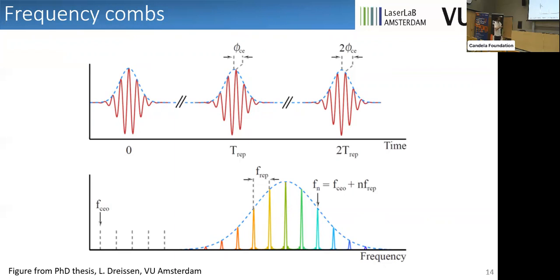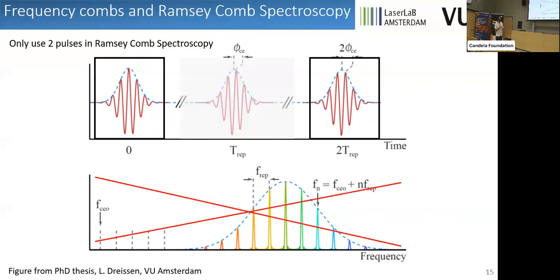And here you have the typical frequency comb spectrum, where typically for direct frequency comb spectroscopy, people exploit the fact that you have these very narrow frequencies that you can relate to an RF frequency by means of the repetition frequency. But what we do is that we don't use the whole pulse train of the frequency comb, but we just take 2 pulses for a Ramsey type measurement, as I'll explain further.